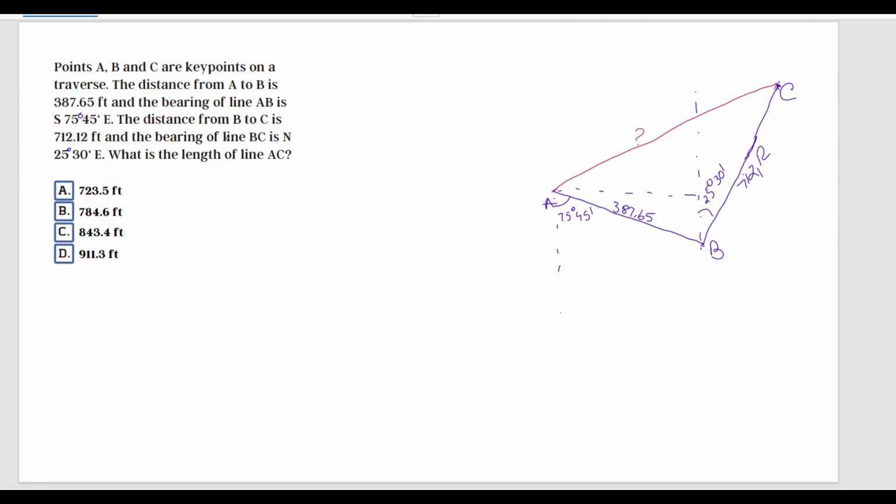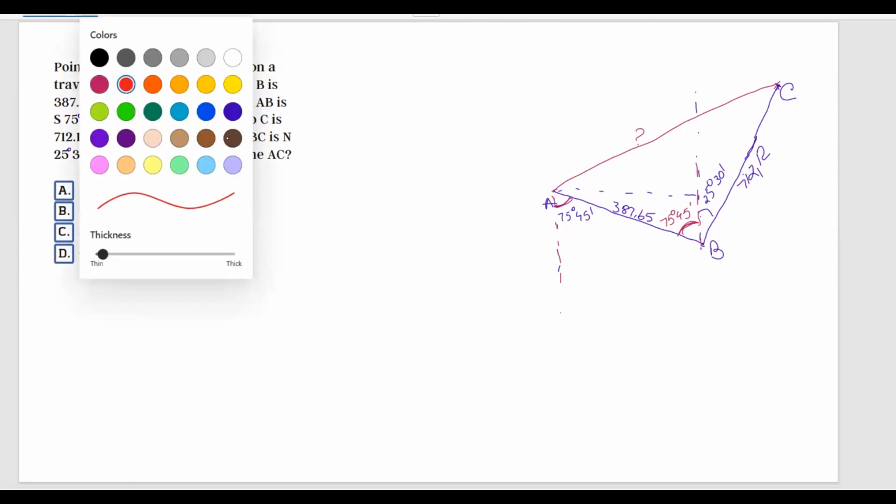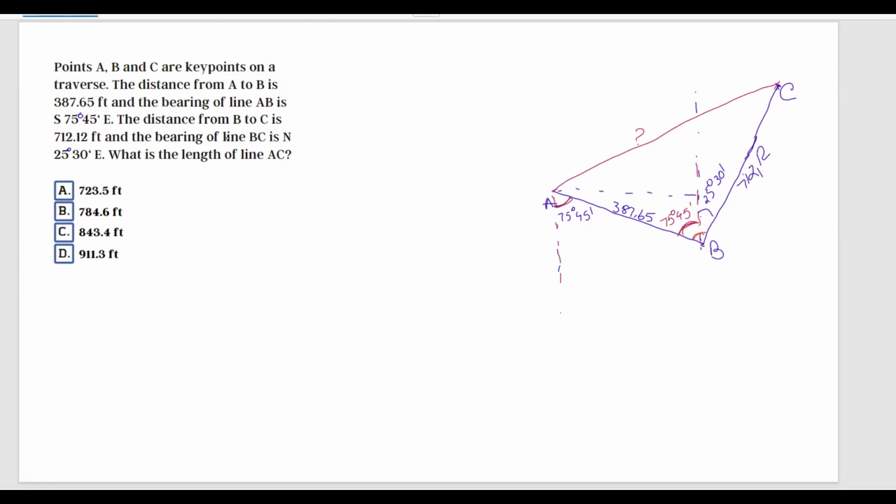This one is 75. Okay, so if I have these two lines, which are parallel lines, which means that this angle is equal to this angle over here. So this is also going to be 75 degrees and 45 minutes. And I use the property called alternate angles. When you have two parallel lines intersected by another line, these two are equal. So now we have this angle, angle B.